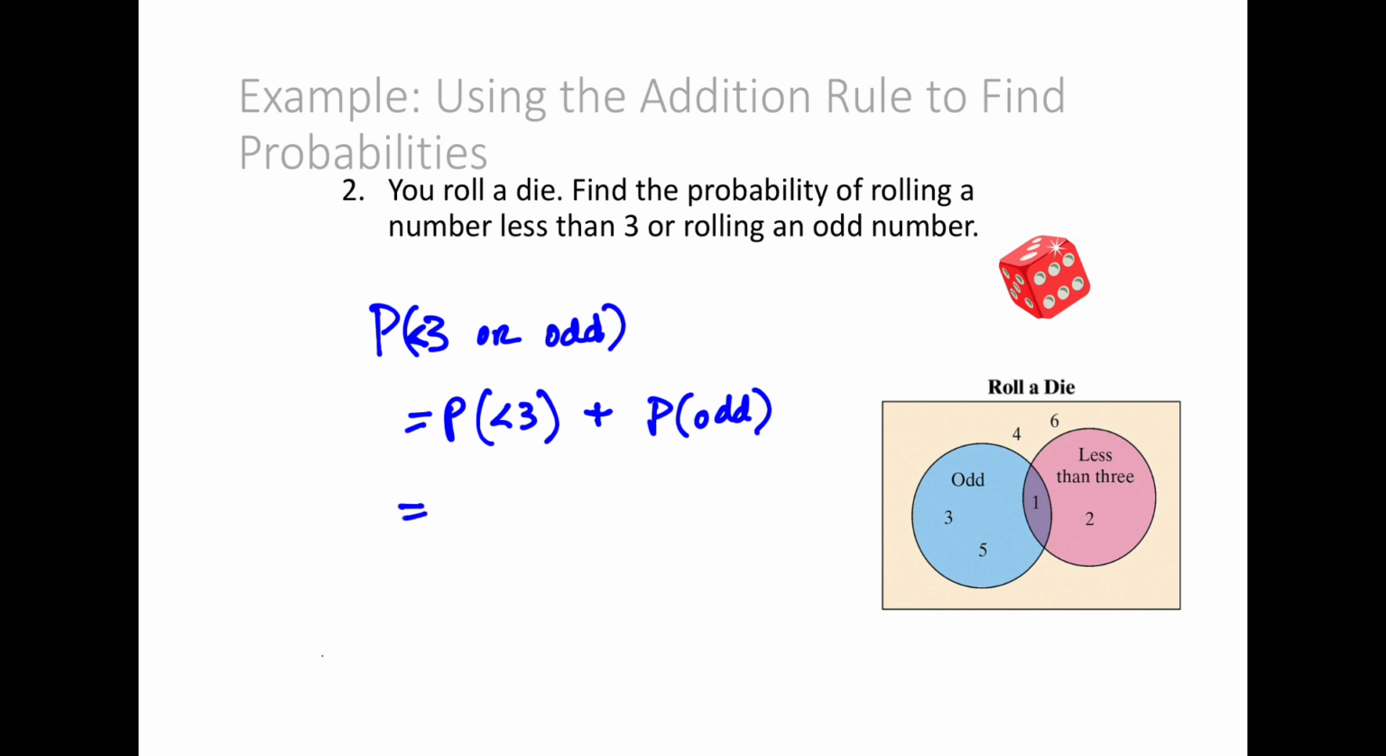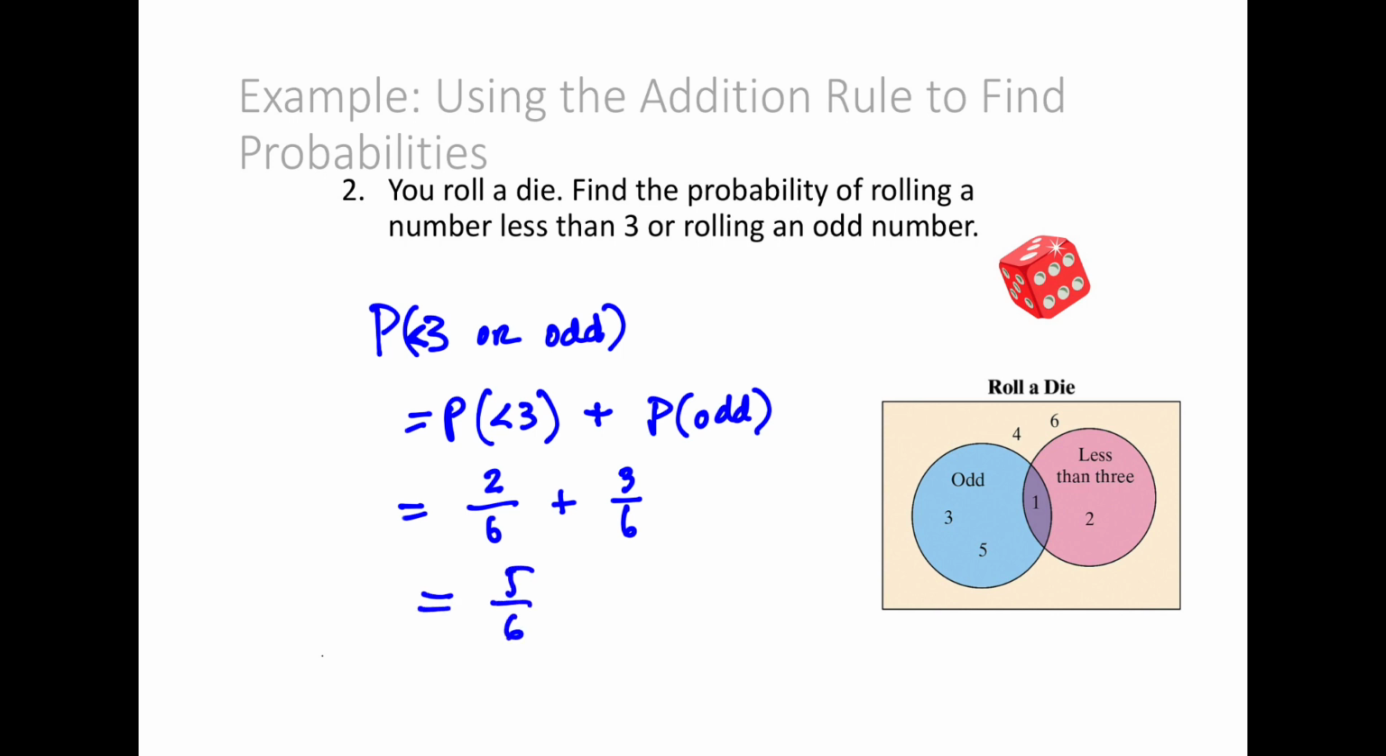The probability of selecting something less than 3: you could either get a 2 or a 1, right? So there are 2 out of the 6 that would be successful rolls. The probability of rolling an odd is rolling a 1, 3, or a 5. And so that would be 3 out of 6, or 50%. I'm leaving it as 6 just so that we can have common denominators when we add. So here's what I would get: 5 out of 6.